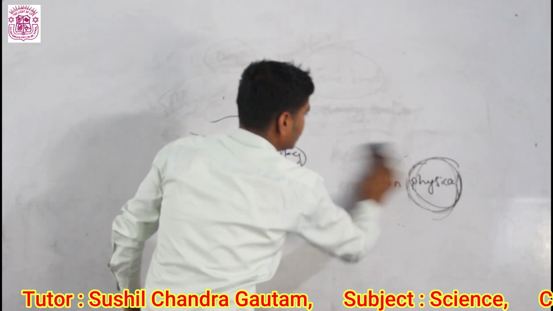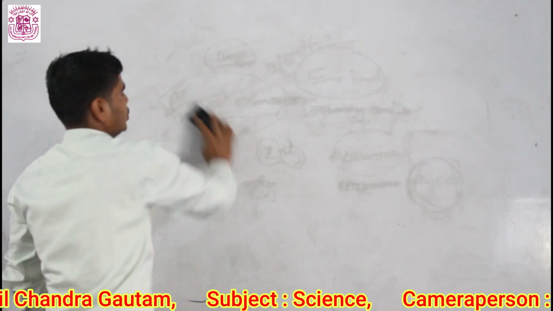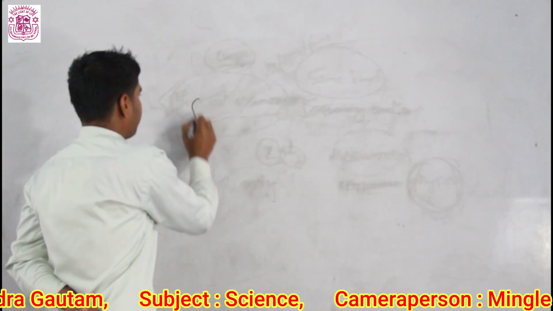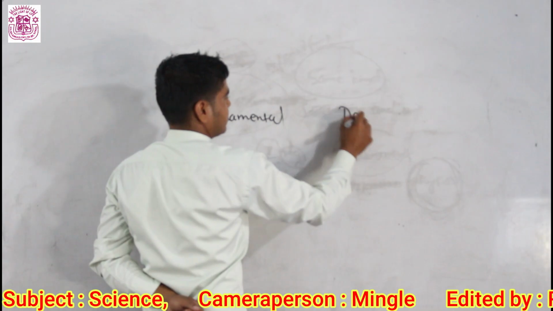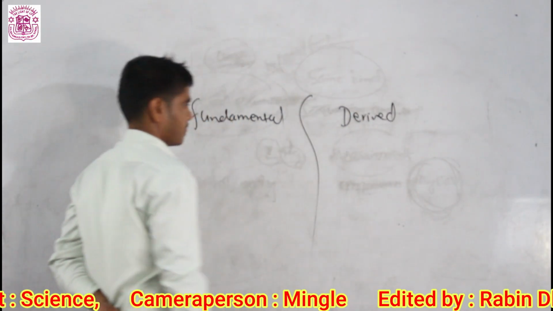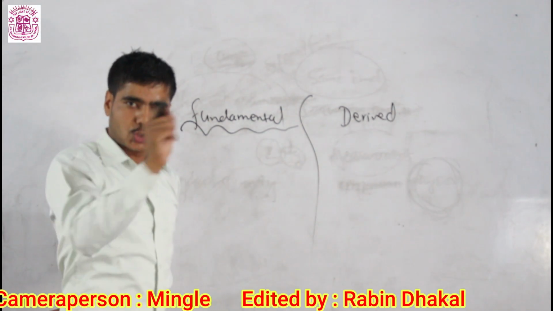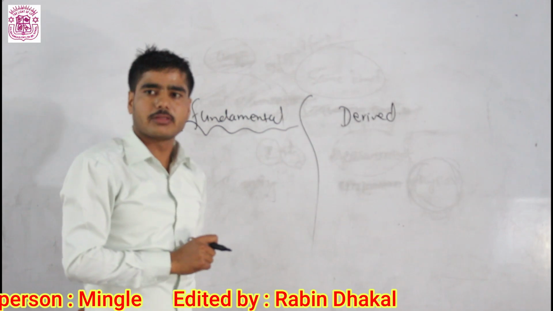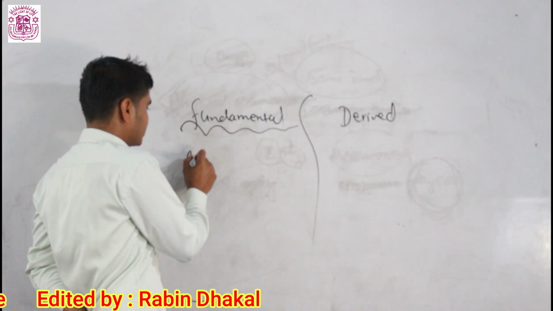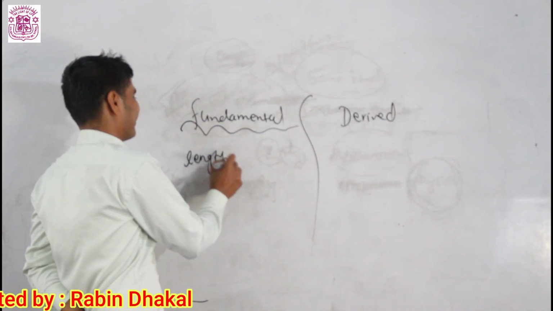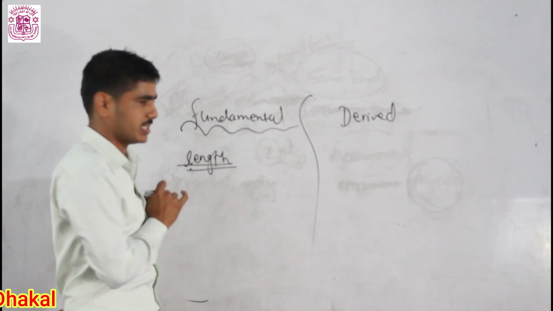Now, basically we have two types of quantities. Physical quantities are of two types: fundamental quantities and derived quantities. What are fundamental quantities? Fundamental quantities are those quantities which do not depend upon other quantities. For example, if you are measuring length, that length is a fundamental quantity. Why is length a fundamental quantity?